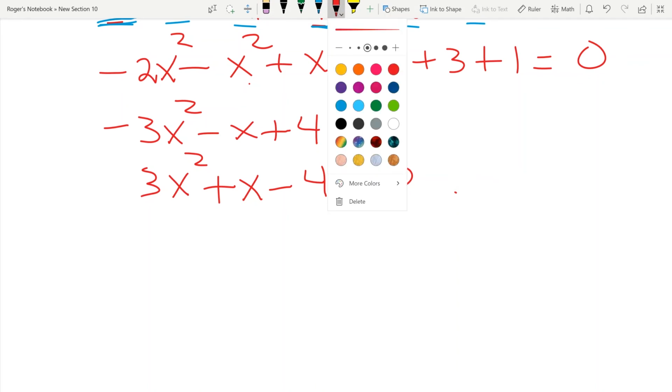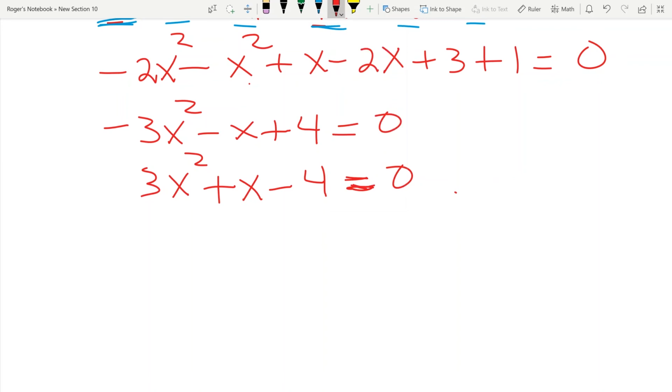So what are the factors of 3? Hey, it's doing it to me again. What are the factors of 3? 3 times 1. What are the factors of 4? Well, the factors of 4 are 4 times 1, 2 times 2, and 1 times 4.